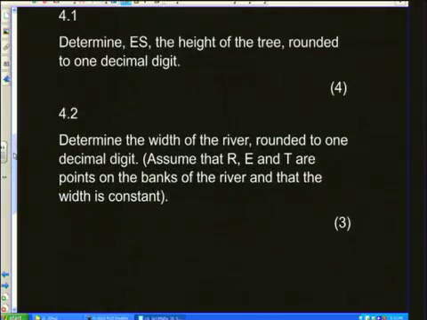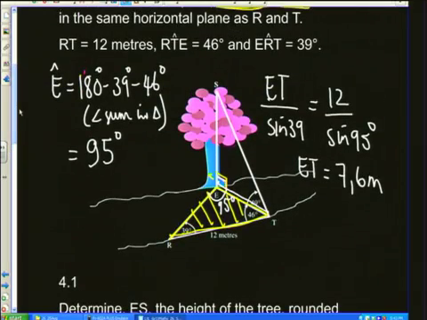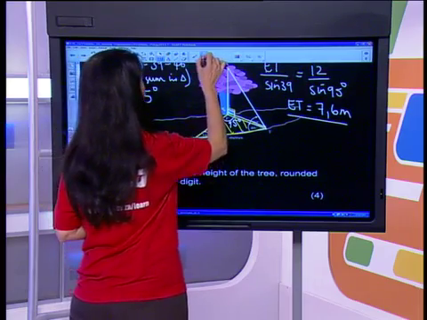And then determine the width of the river rounded to 1 decimal place. Assume that R, E, T are points on the banks of the river and that the width is constant. So now, we haven't finished the question yet because we found ET. This was that length ET that we were searching for that was common to both triangles. But we're now going to find how long ES. That was the first question, so I just abruptly stopped there.